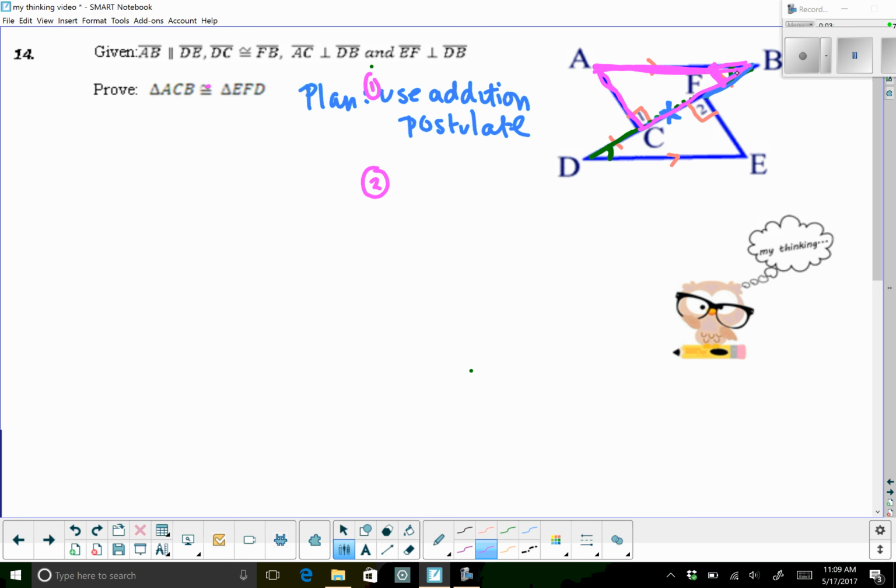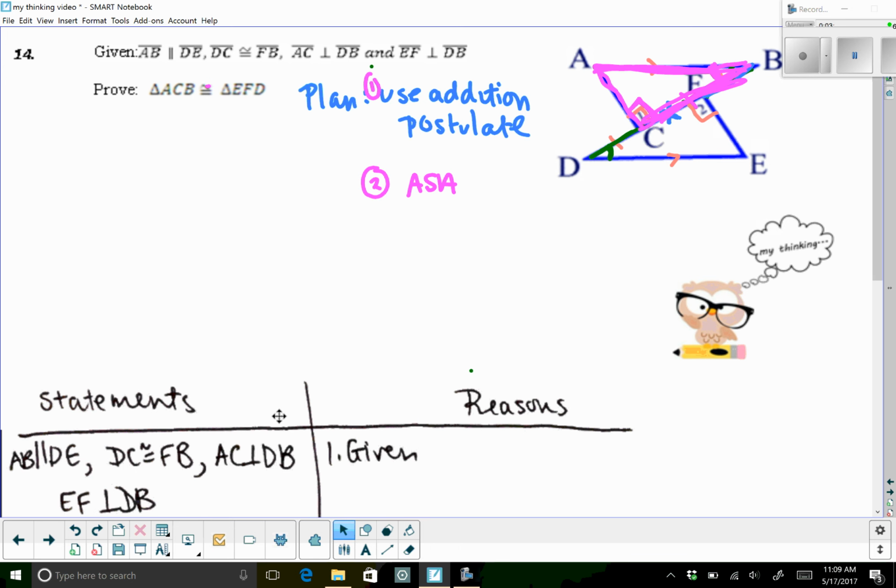Then I have this side. And then I have my right angle. So this is actually going to be an ASA proof. It's really, really hard to see. You just have to take your time when you make that decision as to what you should be doing in your proof. So now that I kind of have my plan in place, this is my proof as follows.